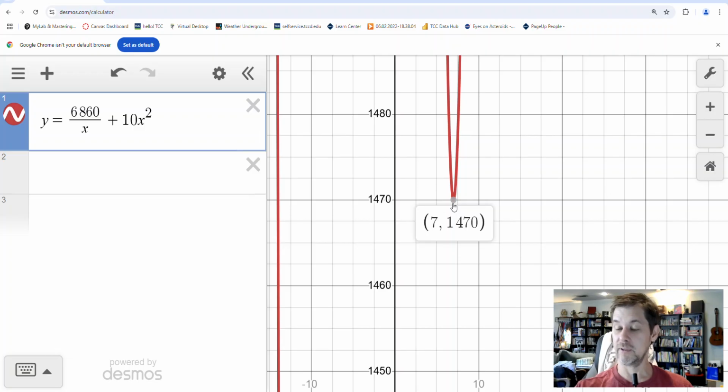Remember, what I'm looking at here is the cost function. It tells me the total cost of building the storage shed based on this number x, which is how big the base is. So if the question was a little different and it said, what's the minimum cost attainable in doing this project? It would be $1,470.